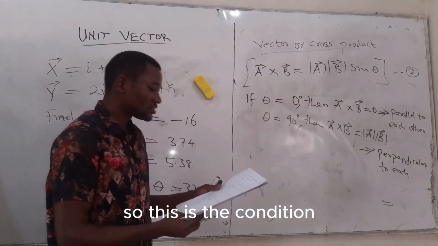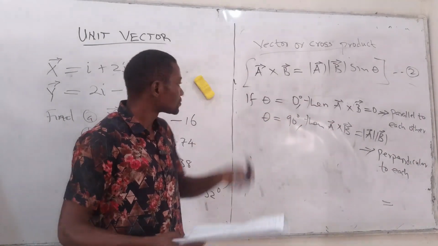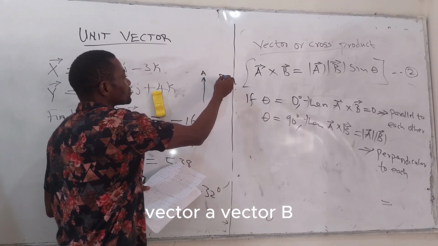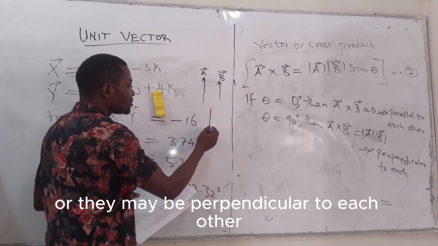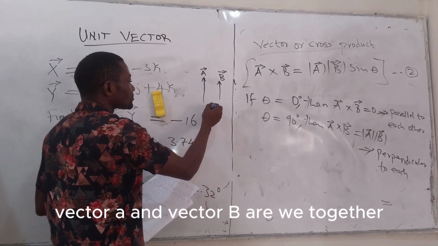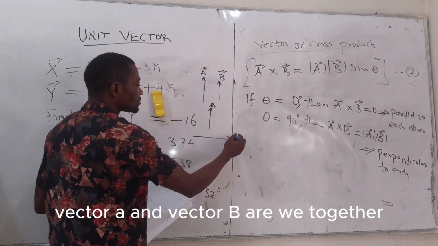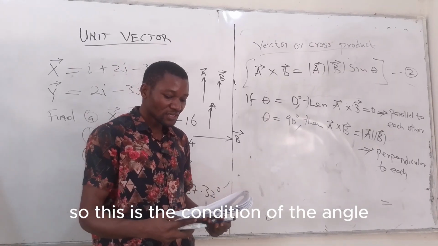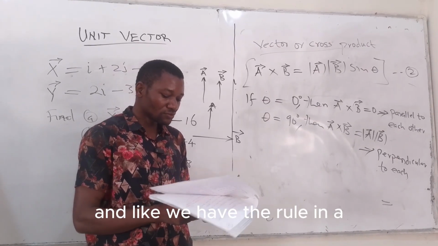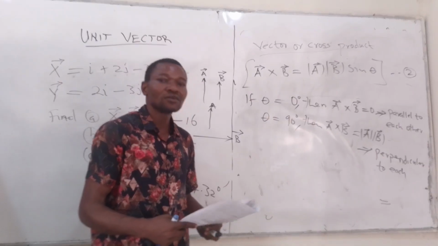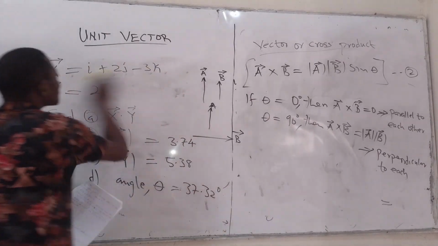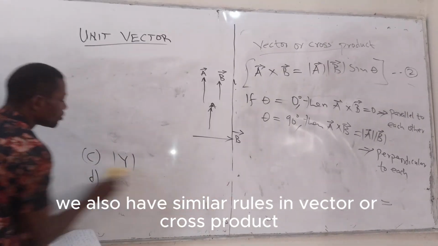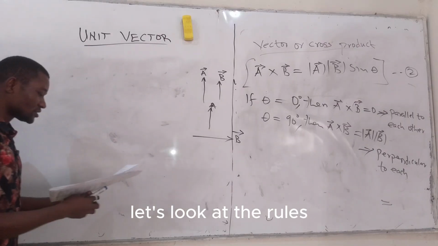So this is the condition that two vectors, vector A and vector B, may be parallel to each other, or they may be perpendicular to each other. Are we together? So this is the condition of the angle. And like we have rules in the scalar or dot product, we also have similar rules in the vector or cross product. Let's look at the rules.